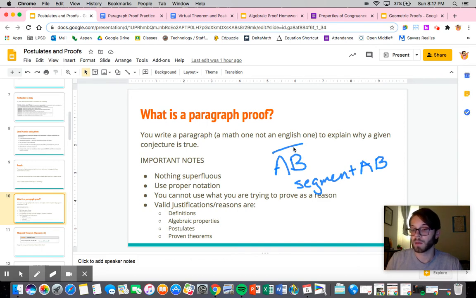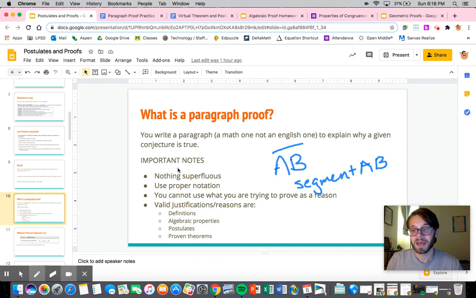We can look at some of those as we go forward. But I know, for instance, trying to do it on Google Slides is significantly more of a pain than trying to do it in Google Docs. Google Docs is much better for typing, as you would probably imagine. But you should be using appropriate notation. You can't use what you're trying to prove as a reason.